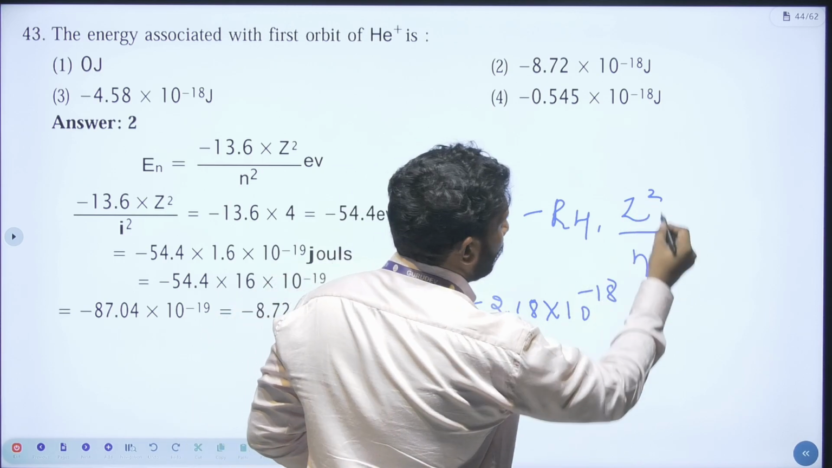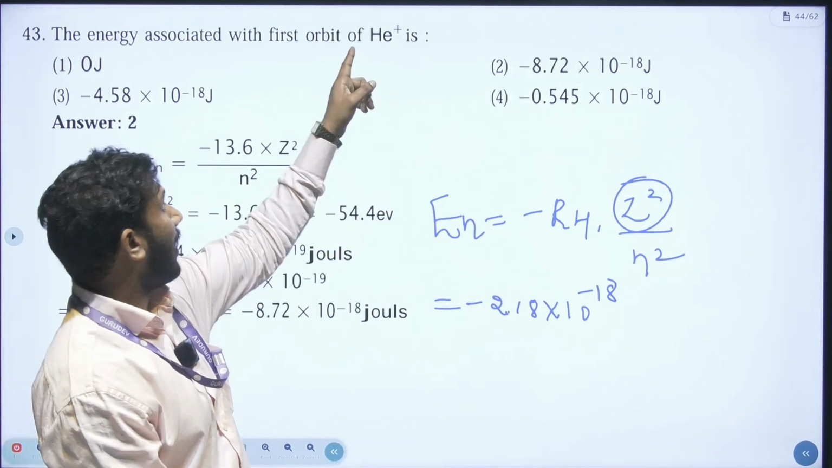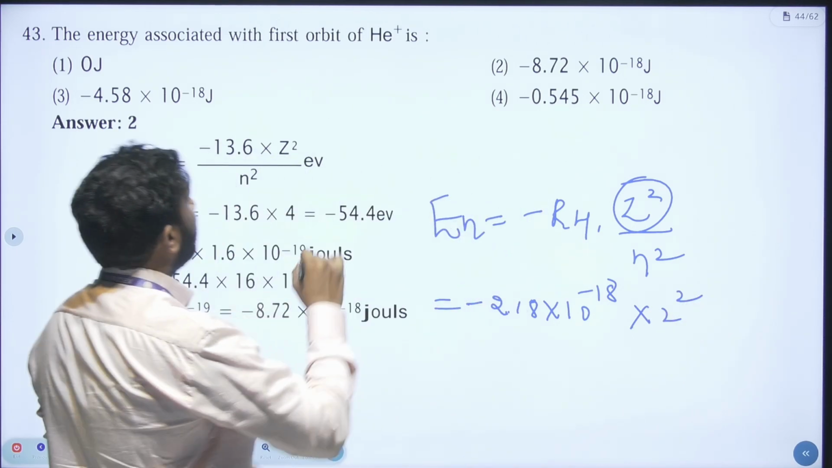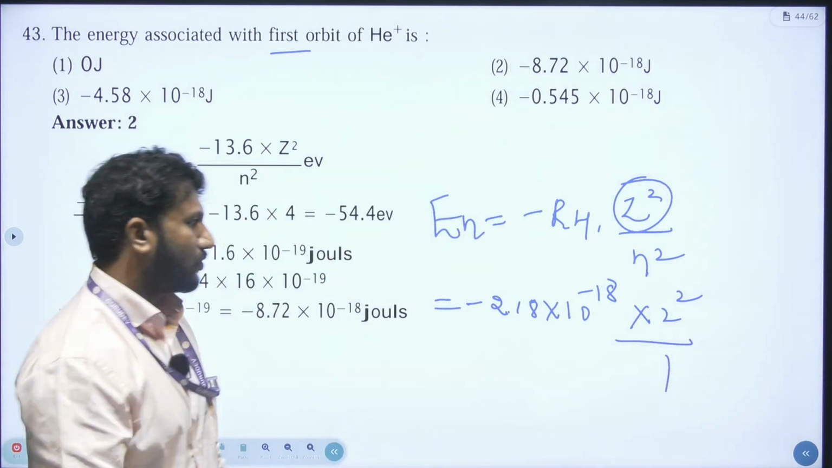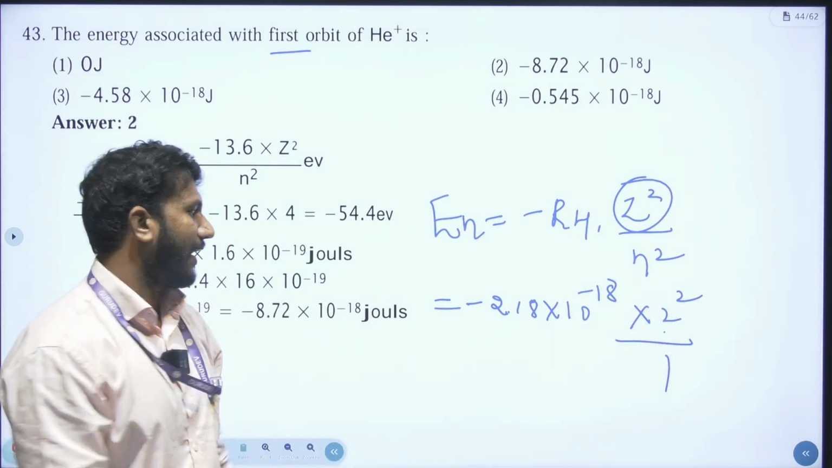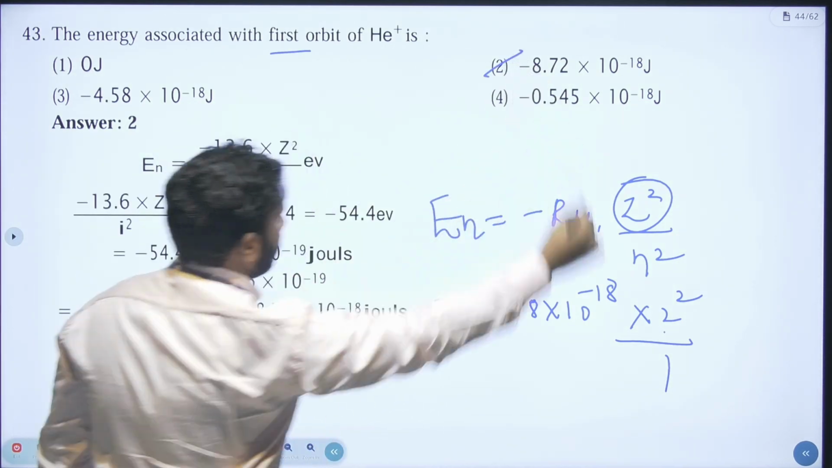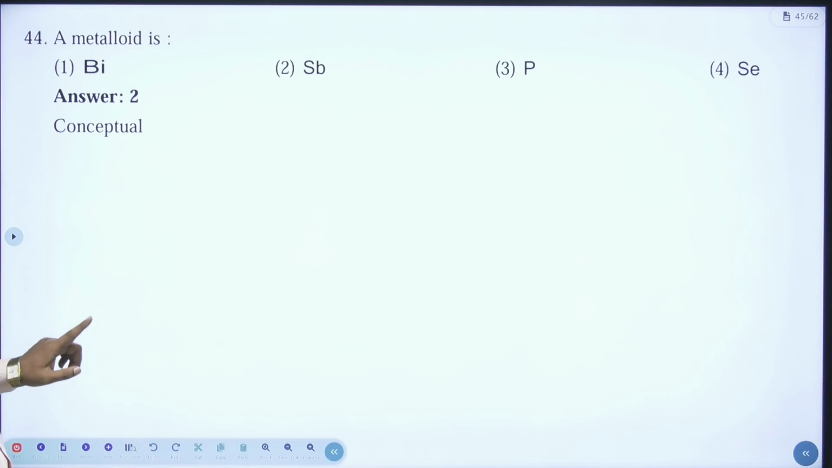Z square means atomic number squared and N means orbit number. Here the atomic number of helium is 2, so 2 square, and for the first orbit of helium, the value of N is 1. So 2 square means 4, 4 twos are 8. So the second option is the correct one. After simplification you get the second one. I will move on to the next question.